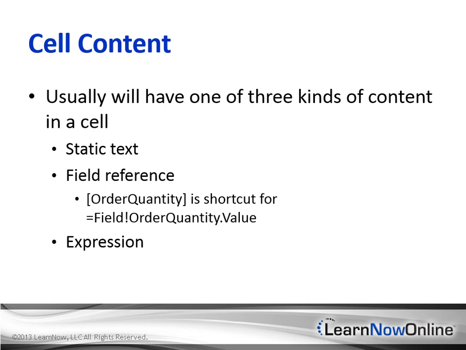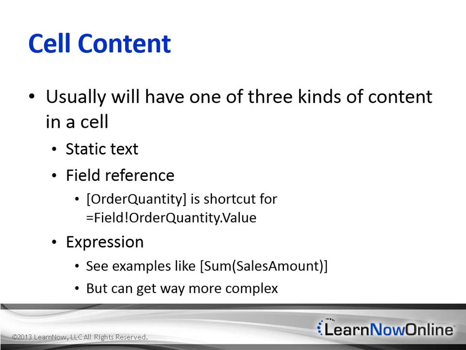And then the other kind of content is an expression. Anytime you want to display something in a cell that's calculated from data in the data set or other externalities, you use an expression. For example, all of the sample reports that I've shown you so far have had an expression something like sum of sales amount in order to sum the sales amount for a group or an entire report. But you can also create more complex expressions that use data from the data set, built-in fields, and variables you define, using various operators and both built-in and custom functions.